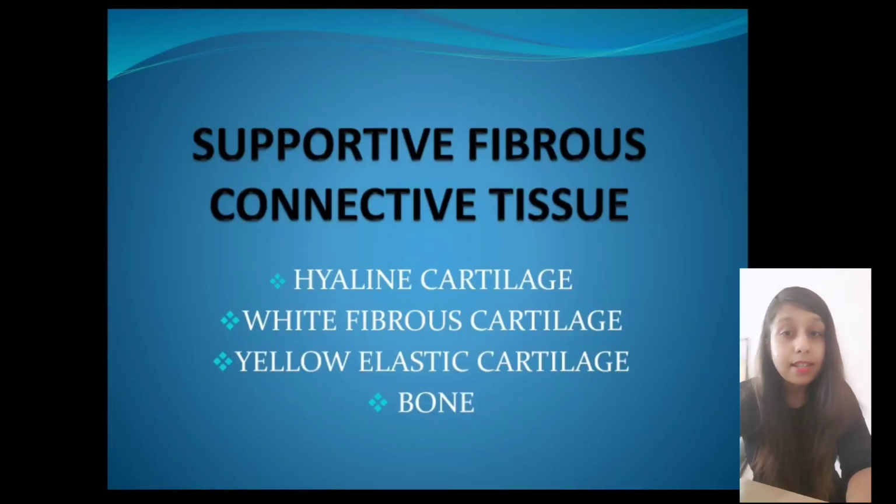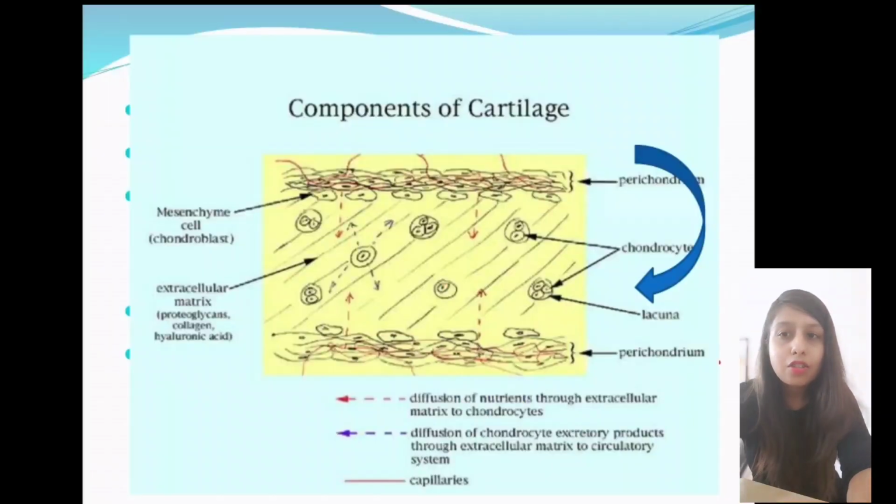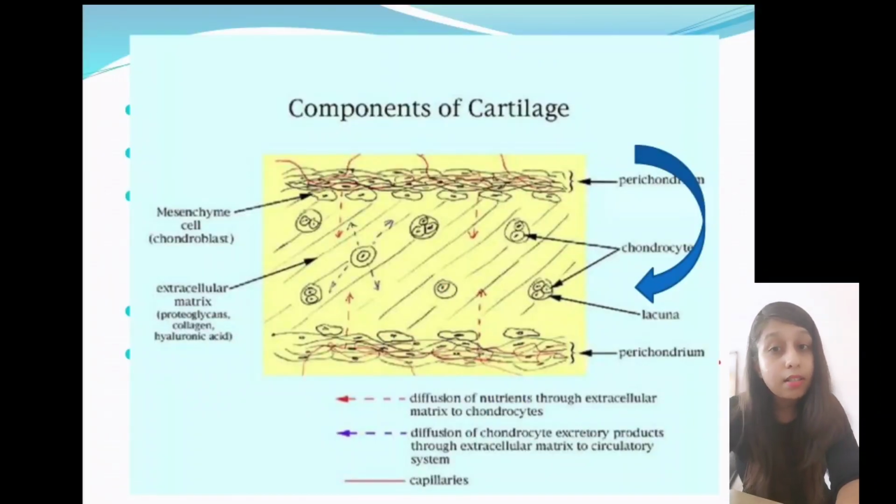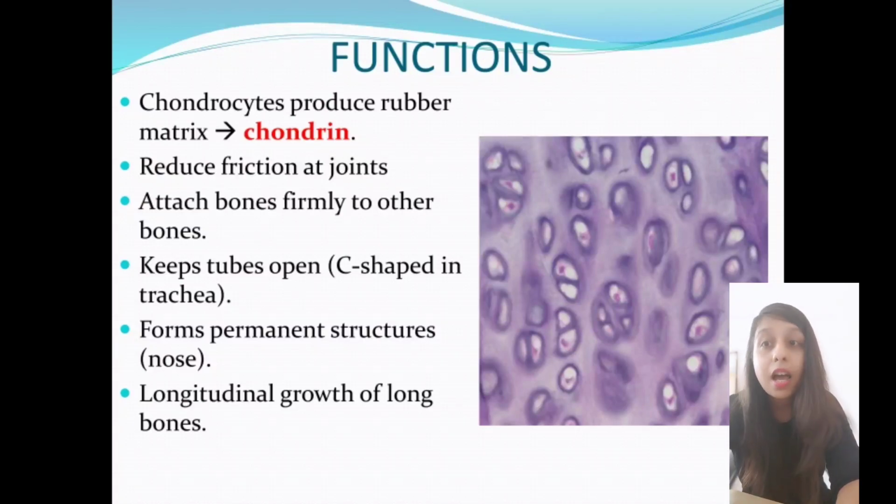The next category is the supportive fibrous connective tissue, which includes the cartilages and bones. Cartilage is also known as the soft bones, as it is responsible for providing movements in our body which the bones cannot, as they are not as flexible. Chondrocytes produce a rubbery matrix, that is chondrin, which reduces friction at joints, and that's why movement is very easy at the joints where two bones meet.